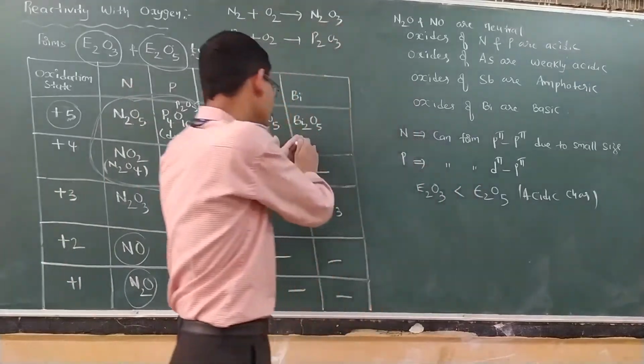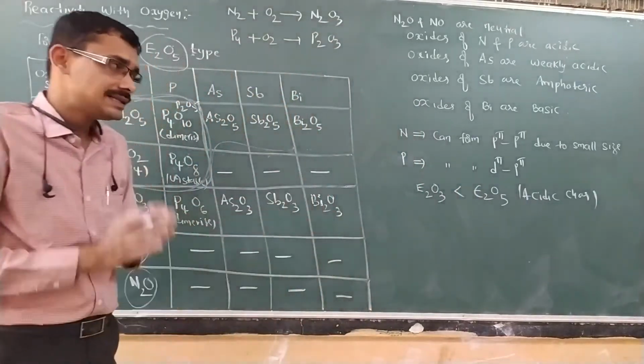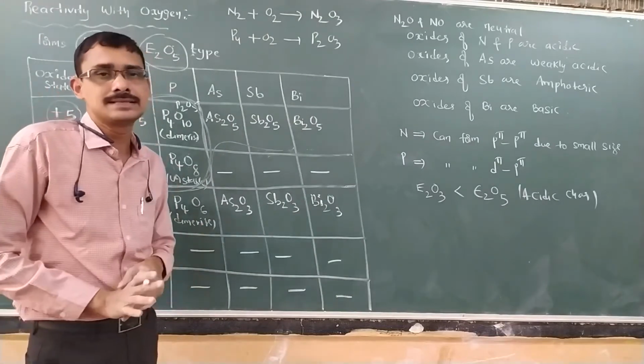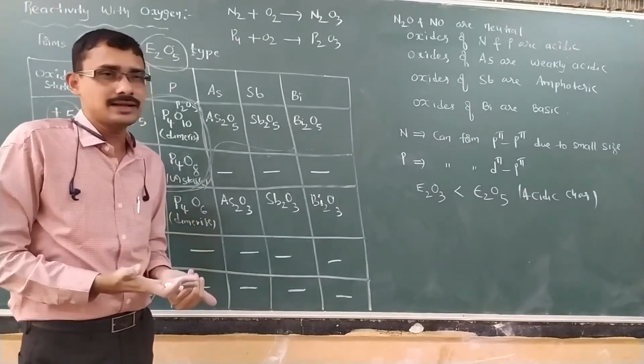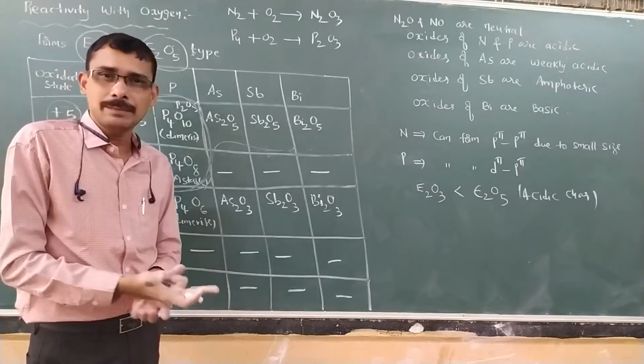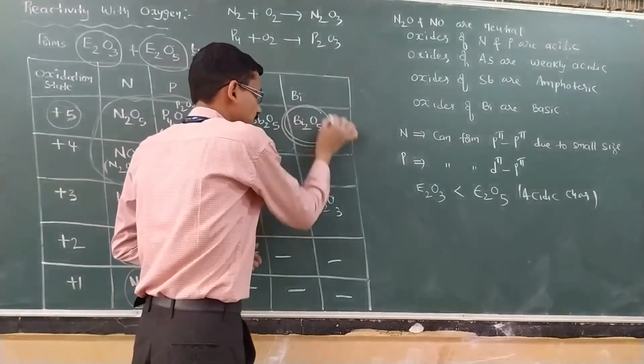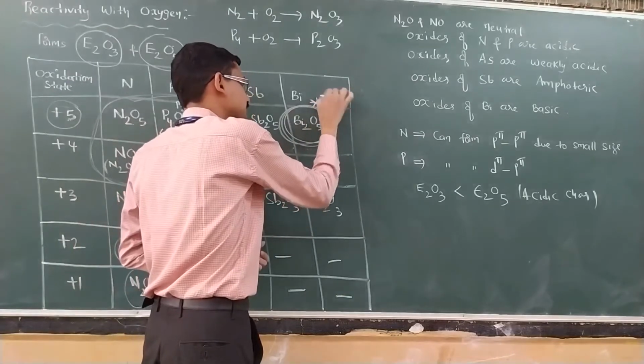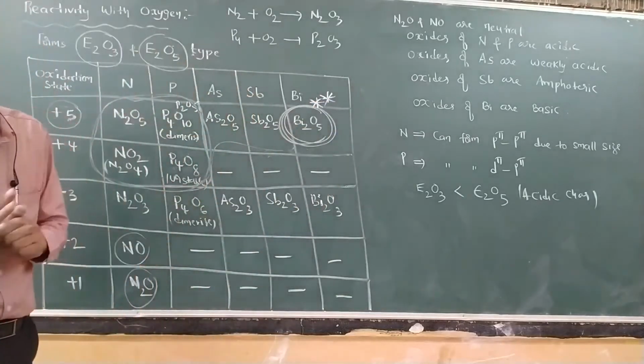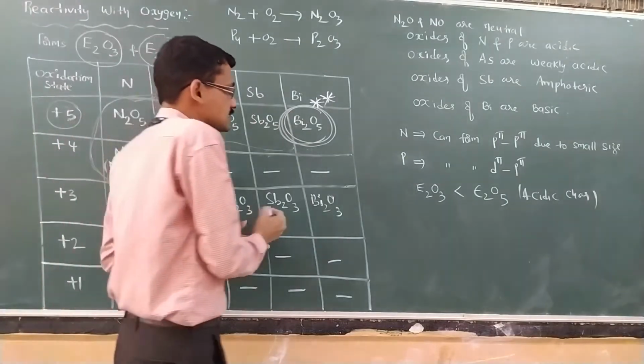And finally, we'll take bismuth. Bismuth forms Bi2O5 and Bi2O3. They have basic nature because bismuth is a metal, and metal oxides are generally basic in nature. Here, the important thing is Bi2O5. This is very, very important. Does it exist?